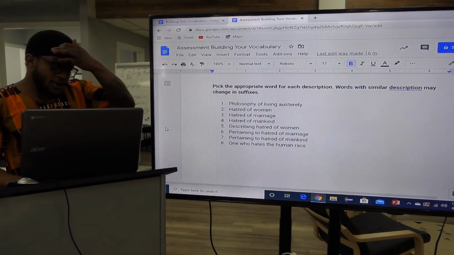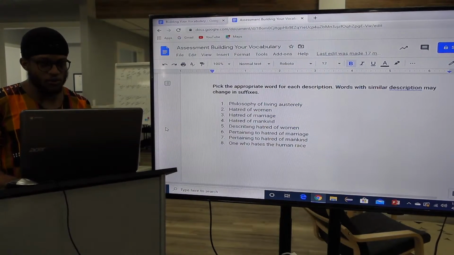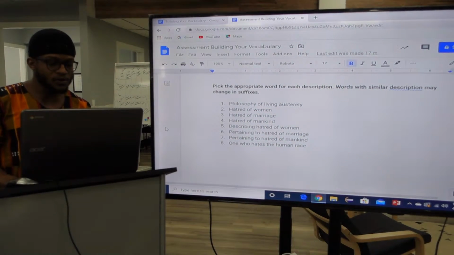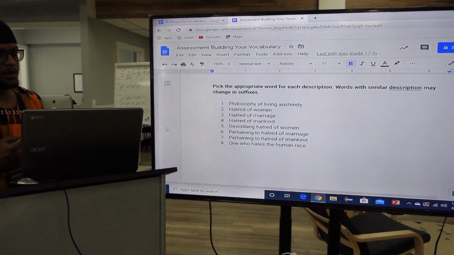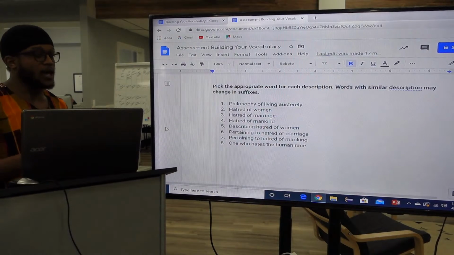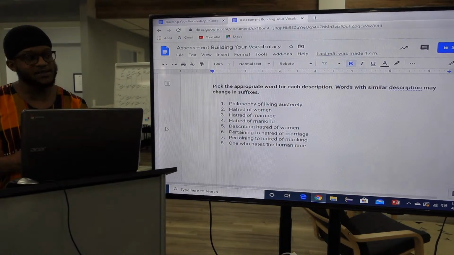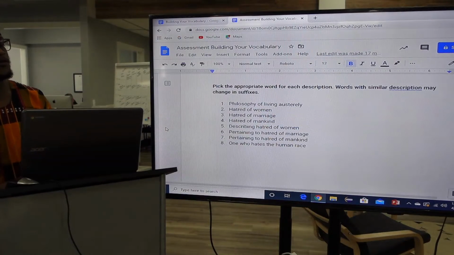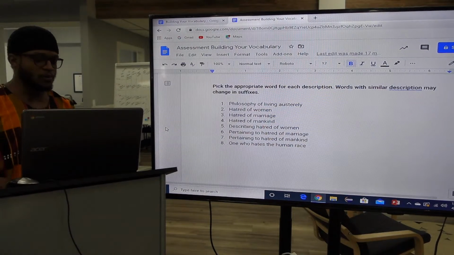So the words that we had before, I want you to utilize those words from the personality traits. So words like egoist, egotist, altruist, introvert, extrovert, ambivert, misanthrope, misogynist, ascetic. Adding to those words different suffixes to fit the descriptions in number 1 through 8.